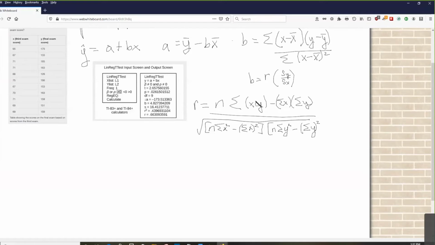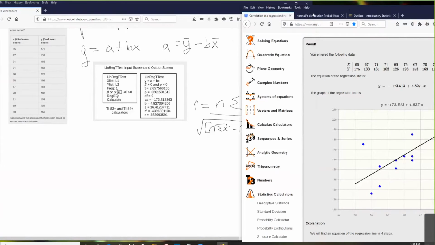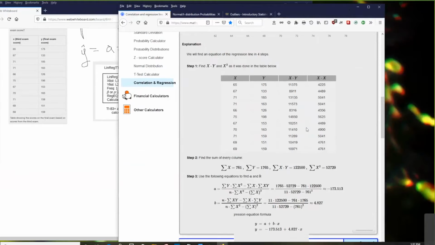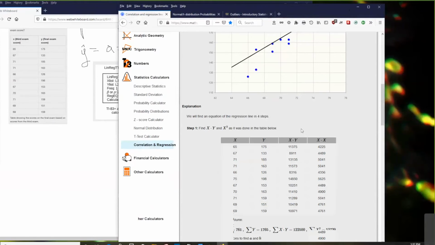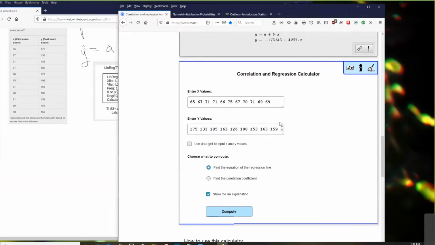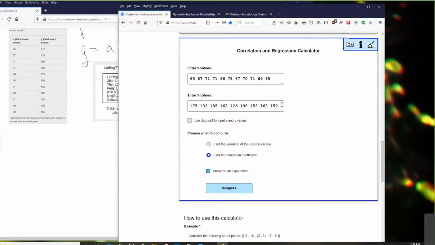Now R, okay, so let's go ahead and go back to our calculator. So this same calculator saved all of our data points. So once we get our equation of the line, then we can switch it to find the correlation coefficient.